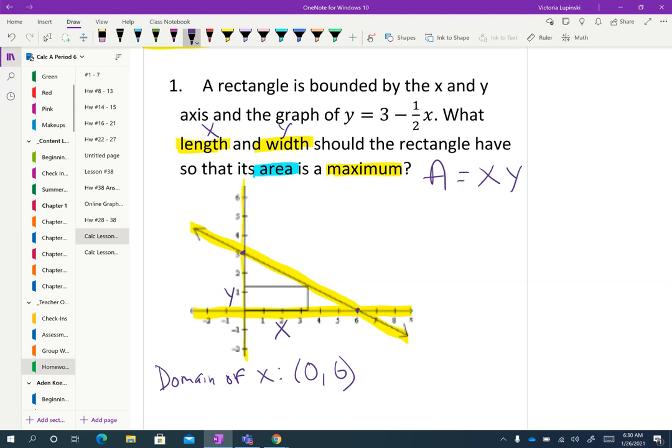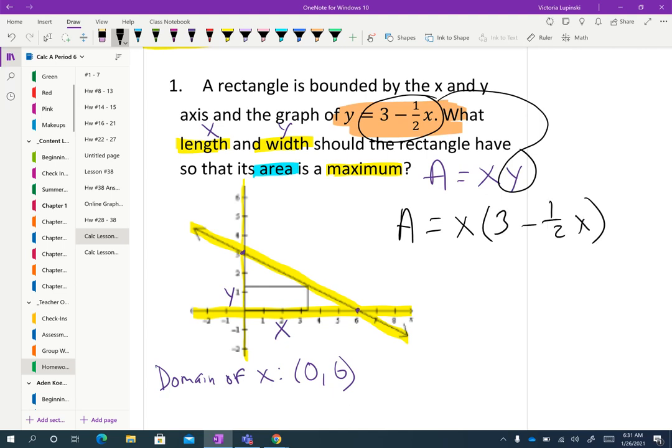Just as we've seen before, we need to have one variable, most commonly x. So if area equals x times y, luckily for us, we know that y is equal to 3 minus 1/2 x. So we're going to go ahead and make that substitution, and we're going to plug that entire value in for the y. That's going to give us a new area equation of x times 3 minus 1/2 x. We're going to go ahead and distribute. So the area is 3x minus 1/2 x squared.